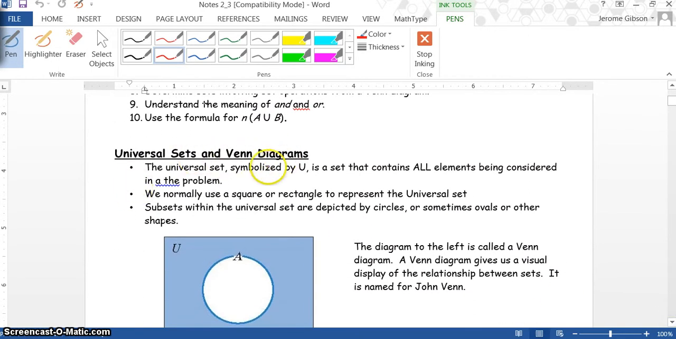Universal sets and Venn diagrams. The universal set, symbolized by U, is a set that contains all elements being considered in the problem. We normally use a square or rectangle to represent the universal set. Subsets within the universal set are depicted by circles, or sometimes ovals or other shapes.